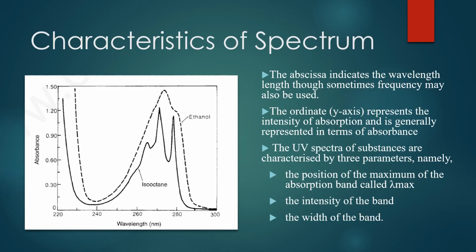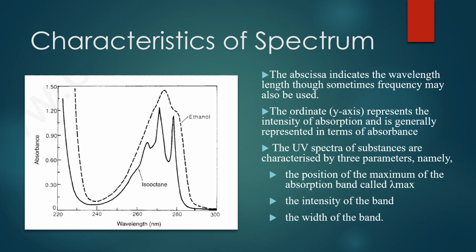Now what are the characteristics of a spectrum? This is a typical spectrum, and you have x-axis wavelength. Sometimes we also use frequency, and on the y-axis you have absorbance. Sometimes we use intensity of absorption. And the UV spectrum of substances is characterized by three parameters. First one is the position of the maximum of the absorption band, that is what we call lambda max. Second is the intensity of the band. Third is the width of the band.